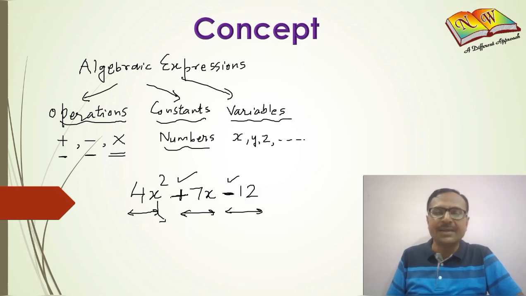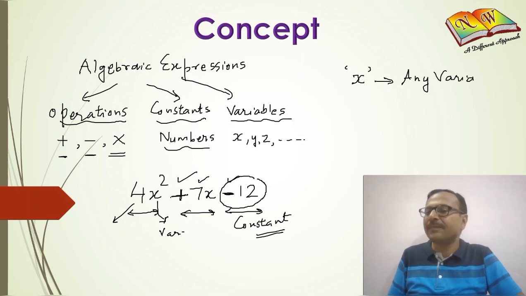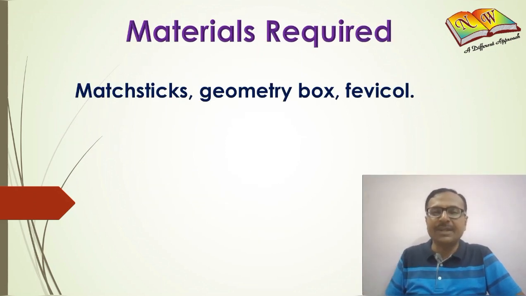The x here is a variable, and the 4 is a constant, the 7 is a constant, and the term which does not contain a variable is called the constant term. The variable which we have used here is x, and x can denote any variable, that means anything which changes. In this activity, we are considering x to be the number of trapeziums. So let's see how this activity is performed using matchsticks, geometry box, and pasting material like Fevicol.